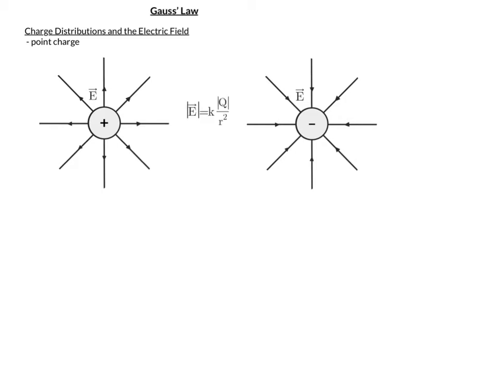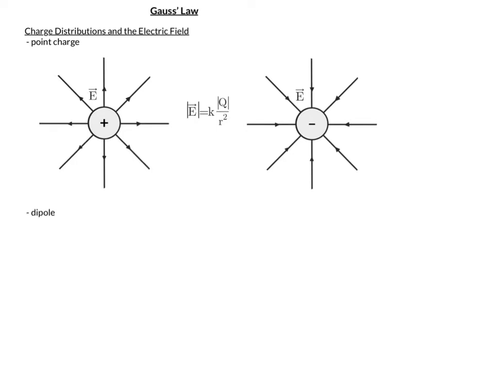Now the equation is the same for the magnitude of the electric field. So that is the absolute value or the magnitude of the electric field is equal to the electrostatic constant K times the magnitude of the charge divided by the distance from the charge squared. So this is just the magnitude. The direction is given by away from the positive towards the negative.